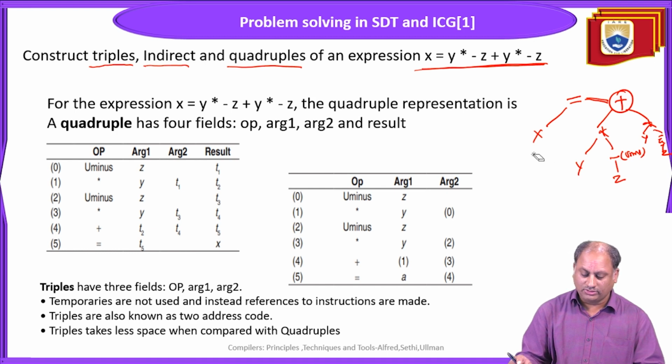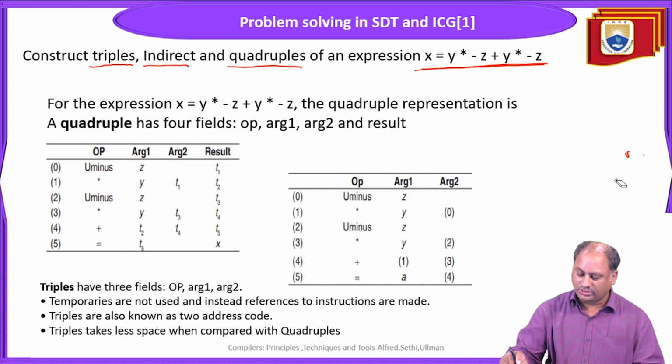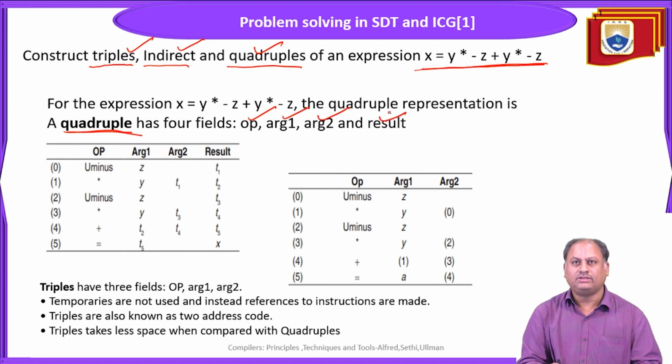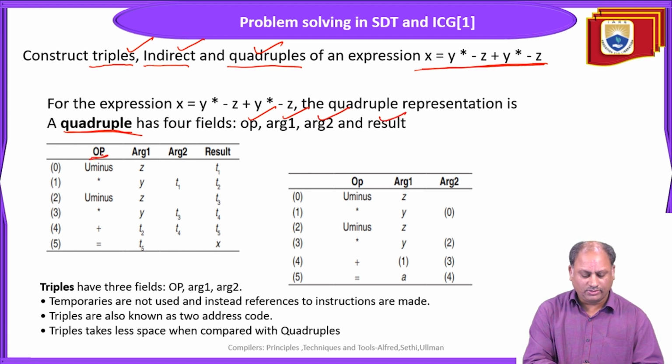Now actually here we are going to concentrate mainly on the representation. In the previous we have seen the representation for main purposes, here quadruples, triples and indirect triples. Now first, if you consider the quadruple notation, it contains 4 fields: one is opcode, argument 1, argument 2 and the result. Here the opcode is the operator, then argument 1 and result. But these are to be in a 3 address code notation.